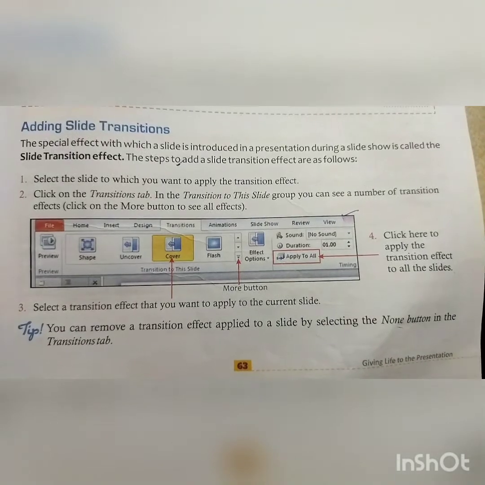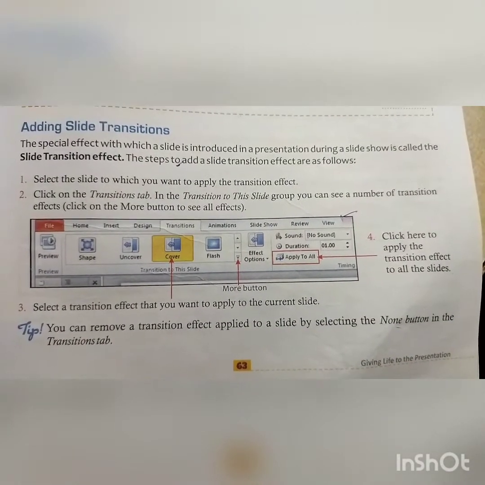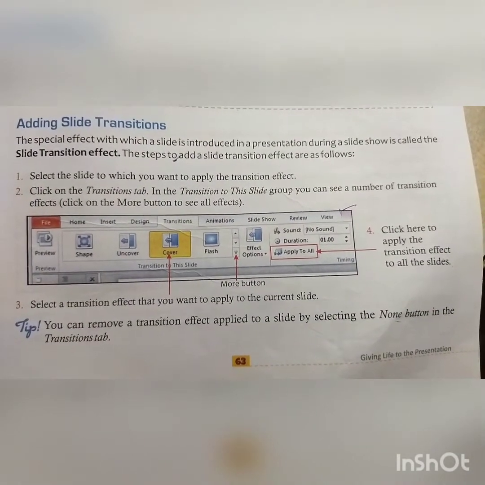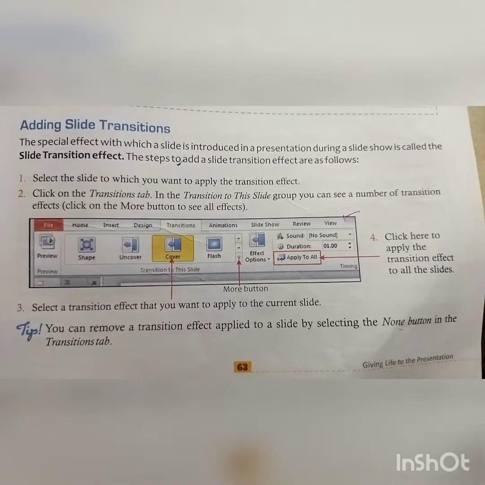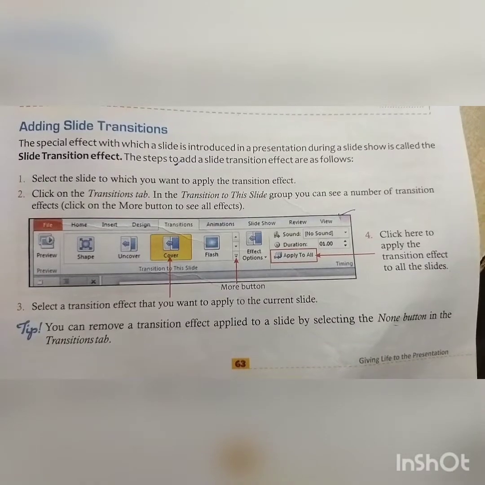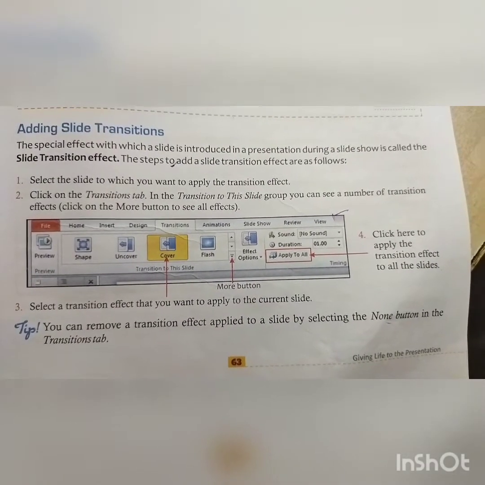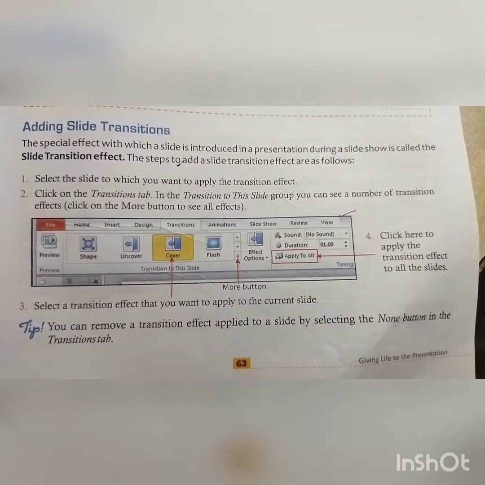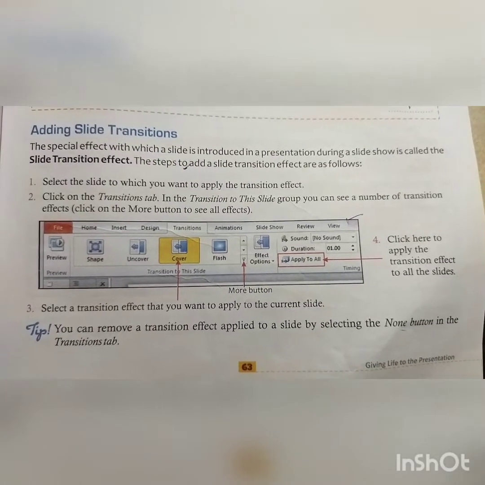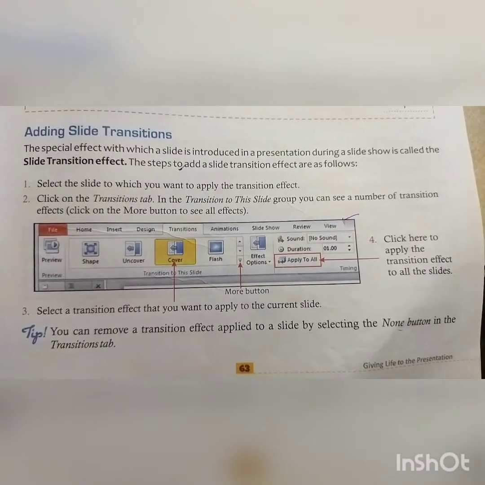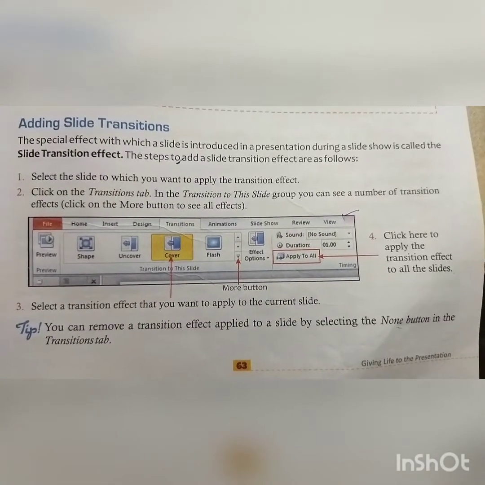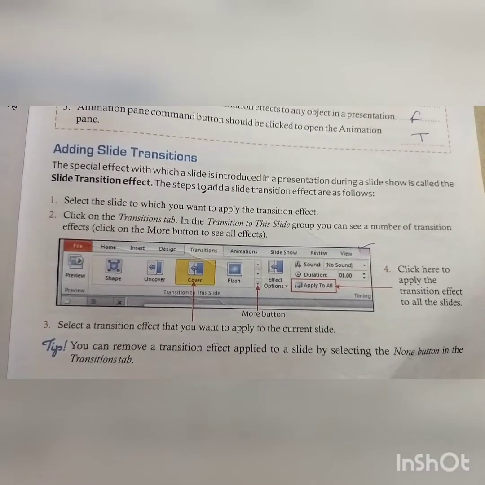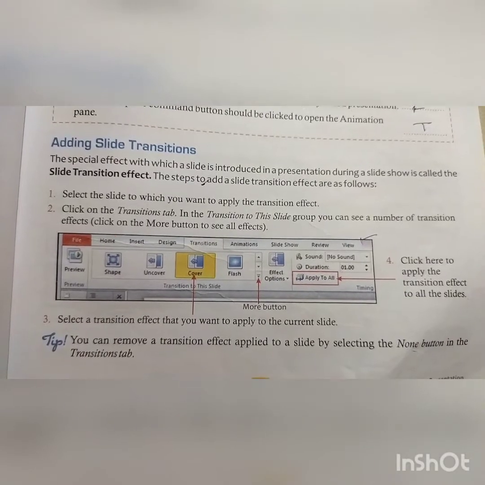In the Transition to This Slide group, you can see a number of transition effects. Click on the More button to see all the effects. You can see different types of effects: shape, uncover, cover, flash, and effect options. All these options are available in adding slide transitions. Next, select a transition effect that you want to apply to the current slide. After that, you can click Apply To All to apply the transition effect to all the slides.